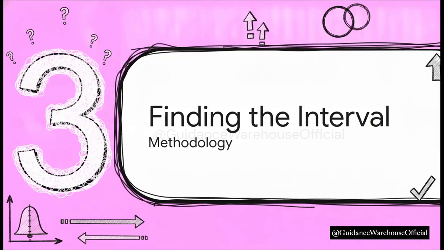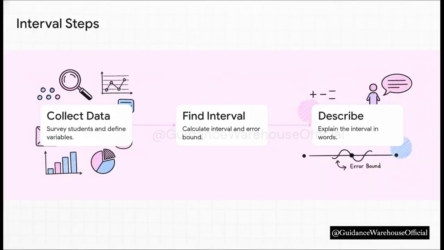Section 3. Finding the interval. But let's be real, a single guess isn't very reliable, is it? It's highly unlikely that the entire school is exactly 60.0% native-born. To create a range of numbers we can actually trust, we follow 3 structured steps. First, we collect the data, which we just modeled. Second, we find the interval and something called the error bound. And third, we describe what that interval actually means in plain English.